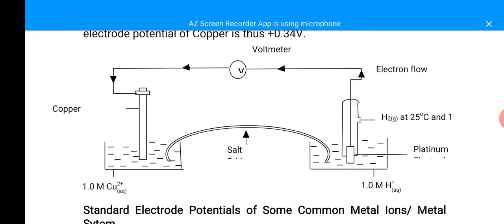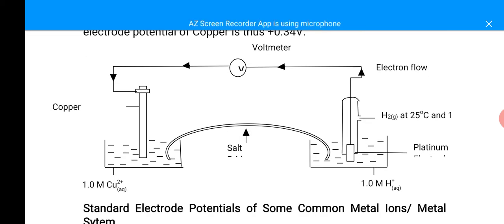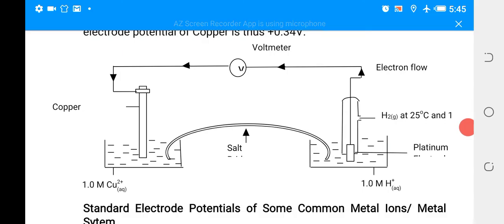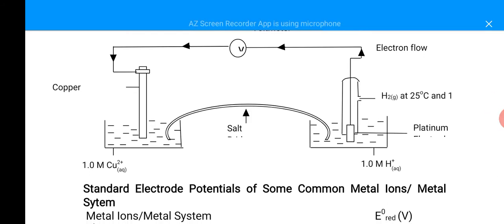Now, look at this diagram. This diagram has a complete circuit showing the voltmeter and the electron flow. We have the copper electrode, we have the platinum electrode. So we have the hydrogen gas system here. We have the solution of hydrogen ions here. We have the copper sulfate solution here. So this setup is used to measure the standard electric potential of copper. At the left hand side here we have the copper rod dipped in its solution. At the right hand side there we have the hydrogen gas in its solution.